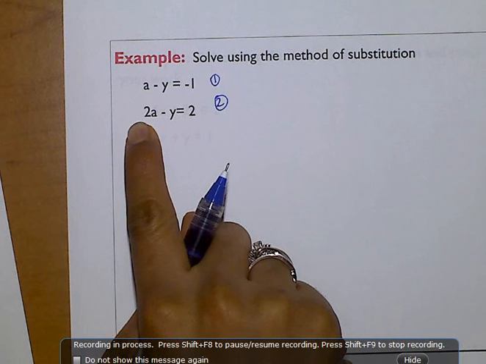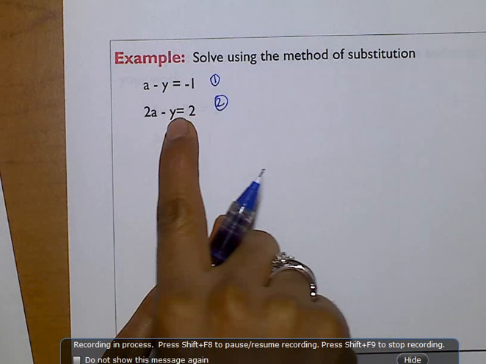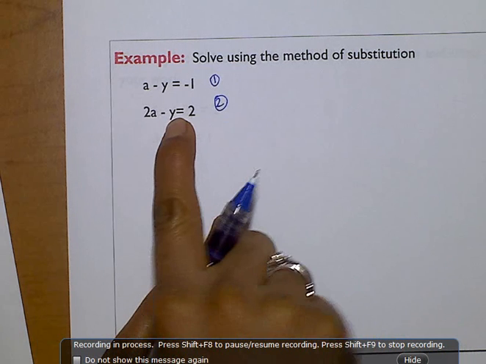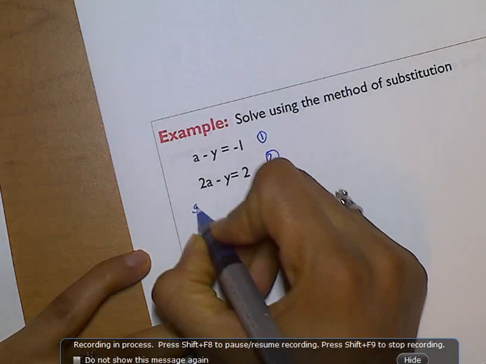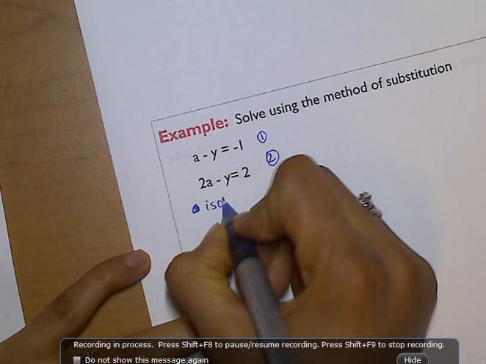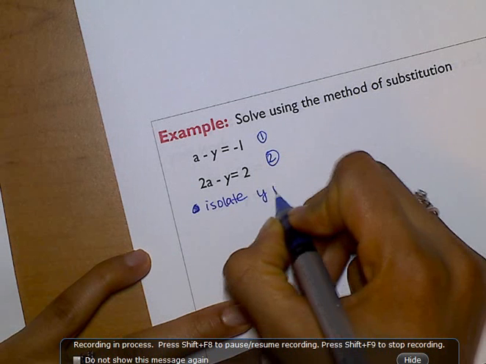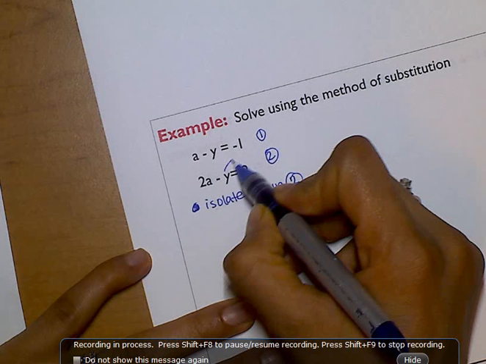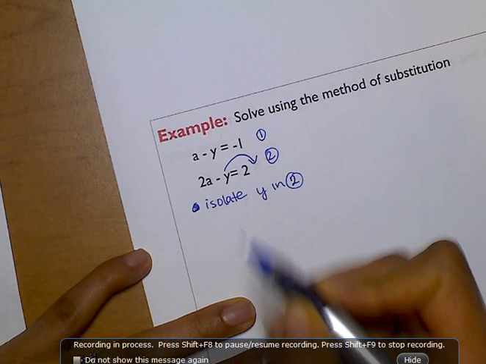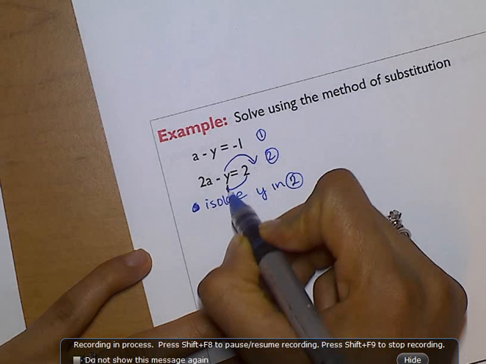So I'm going to say isolate y in equation number 2. So I'm going to move this negative y to the other side so it becomes a positive, and then I'm going to move this 2 to that side. So essentially what I'm doing is I'm solving for y. So I have 2a minus 2 equals y, and that becomes my equation number 3.